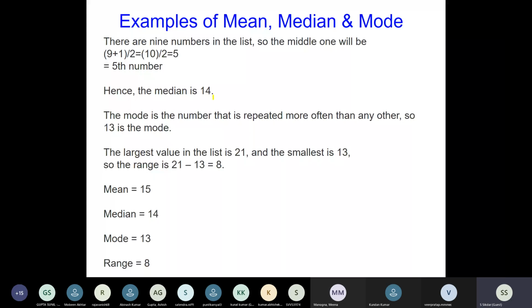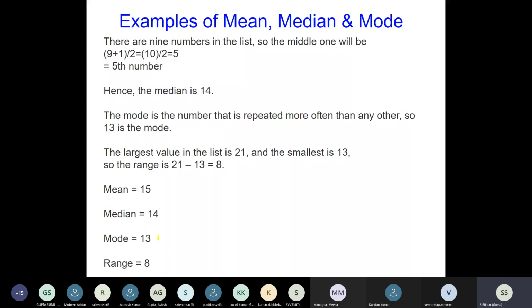The mode is the number that is repeated more often than any other number. You can see from the list that the number 13 has been repeated several times. The largest value in the list is 21 and the smallest is 13, so the range is 21 minus 13, which is 8. So your calculation is: mean is 15, median is 14, mode is 13, range is 8. It is pretty easy for all of you, I suppose.